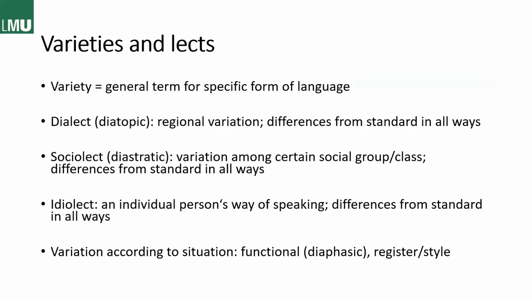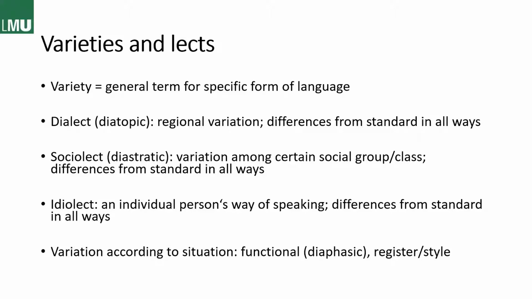First, we have to talk about different varieties and lects. So variety is just a general term for a specific form of language in terms of grammar, in terms of vocabulary, in terms of pronunciation, everything, as opposed to an accent, which is only a way of referring to the pronunciation of a certain variety. So you can say that an accent is a variety that only differs from what's known as the standard in terms of pronunciation.